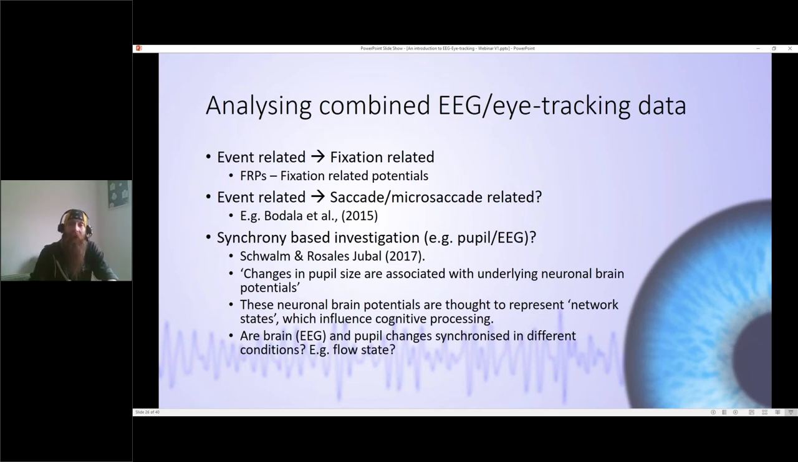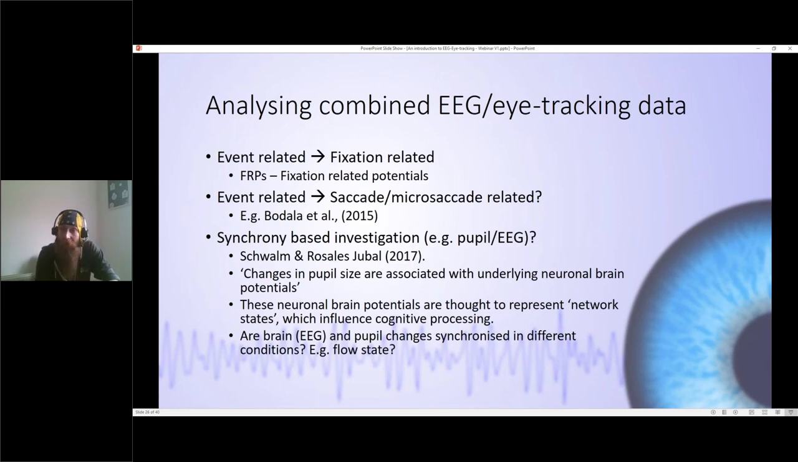But as I say, with moving to combining EEG and eye tracking rather than just taking EEG data on its own, we can essentially move from event related to vision related analyses. So as well as fixations, it would be possible to look at even microsaccade and saccade related ERPs essentially.